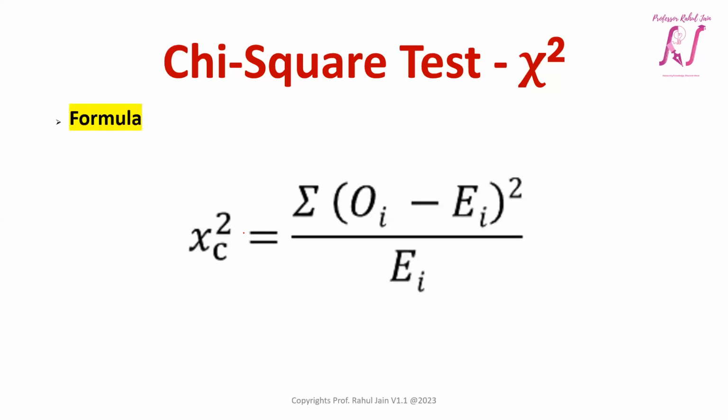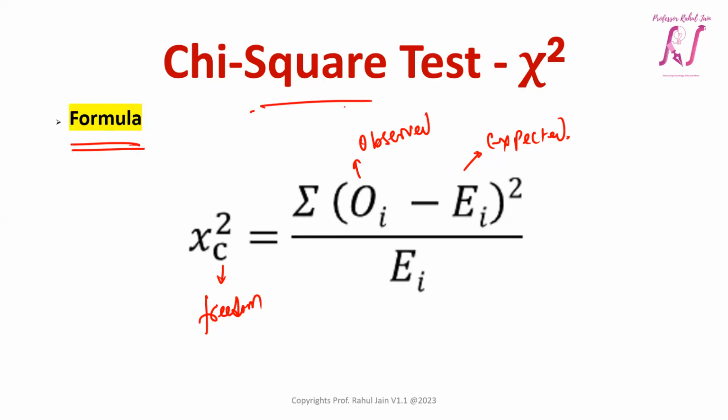The normal formula, as you can see here, is chi-square. This c is nothing but the degrees of freedom. This is the observed data, and this is our expected data, right? So whatever data is observed, we need to subtract the expected data from it, square it, divide it by the expected value, and sum up all the data. So this is the general formula of the chi-square test.